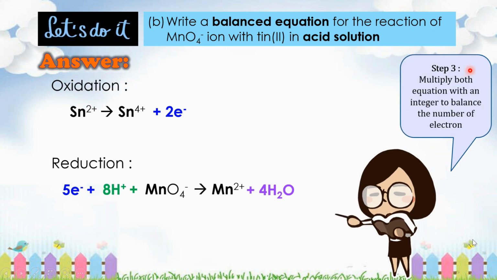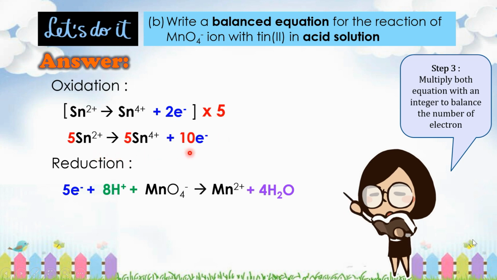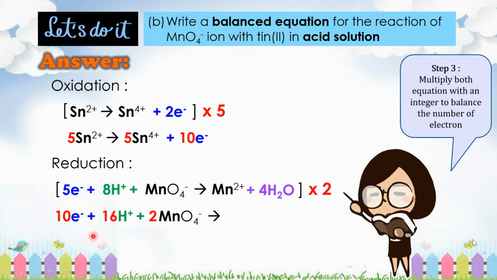Step number 3. Multiply both equations with an integer to balance the number of electrons. As we can see here, the oxidation equation has 2 mole electrons, whereas the reduction has 5 mole electrons, so it's not equal. Therefore the oxidation half equation, you can times it by 5. Next for the reduction, times by 2. Okay, and the equation becomes like this. And the number of mole of electrons for both half equations is the same.